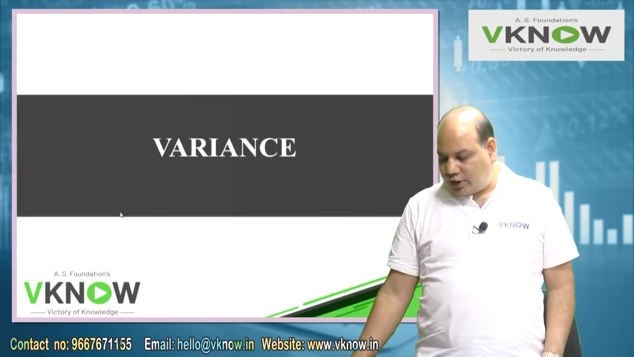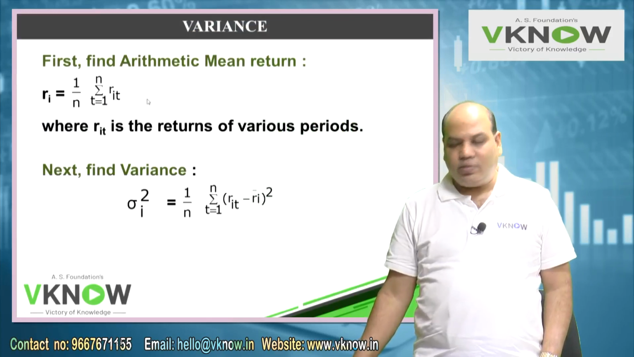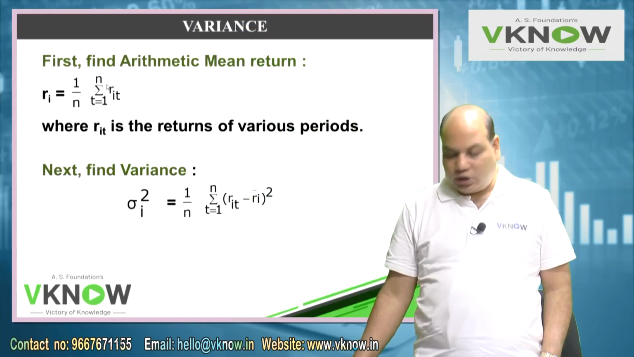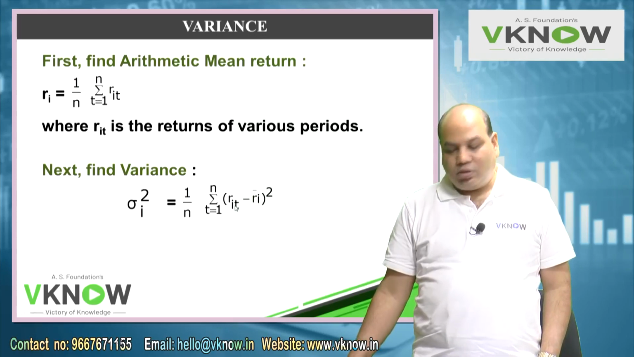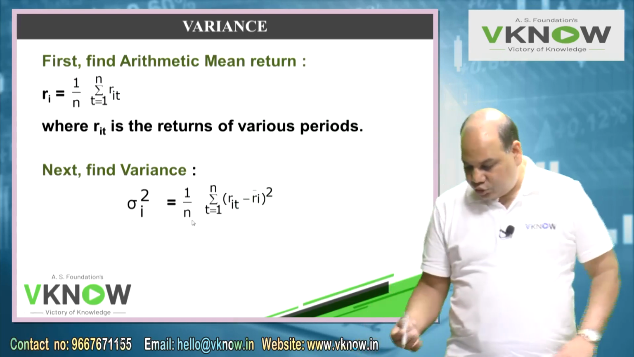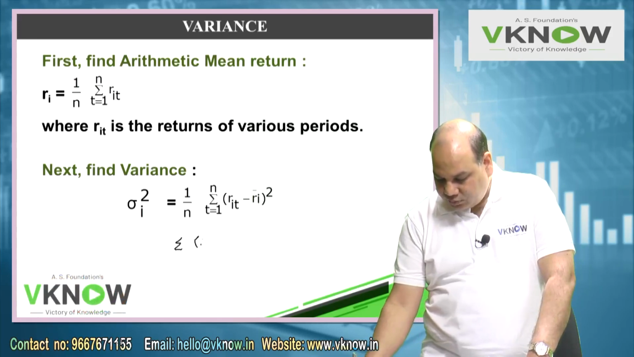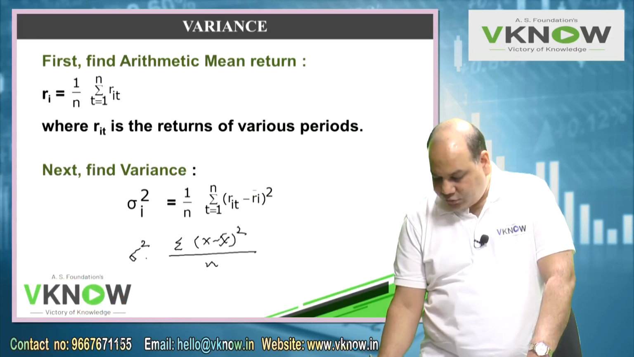Portfolio return is weighted average return. Risk is measured by variance. So how to compute variance? First find arithmetic mean return, that is total of all the return divided by number of years. And then find variance. Variance is equal to summation r minus r bar square upon n. That will give you variance. So usually we write like this, summation x minus x bar square upon n is the variance of the stock.